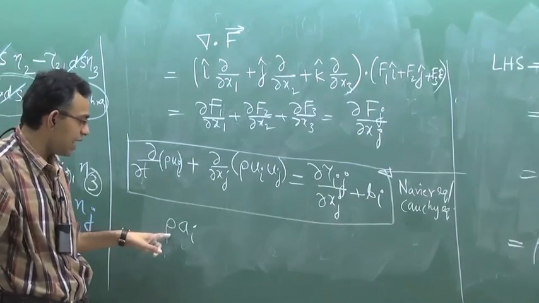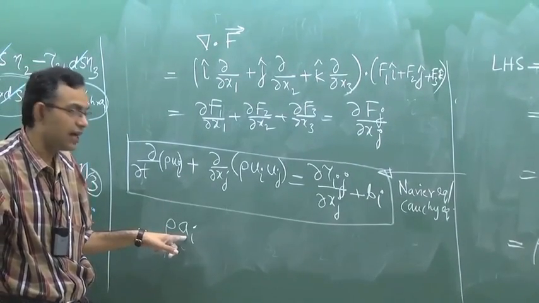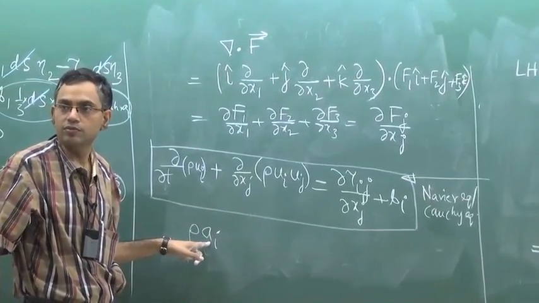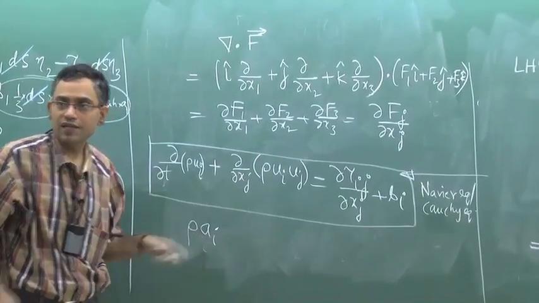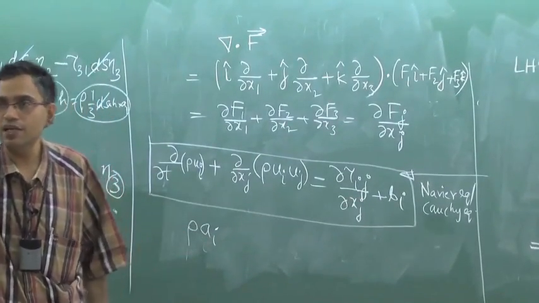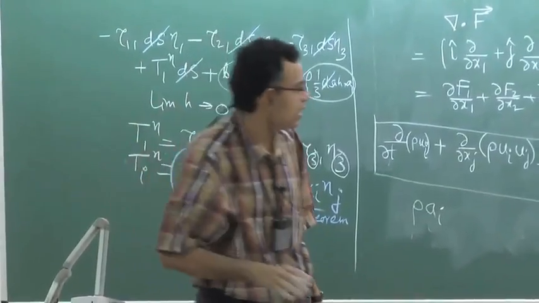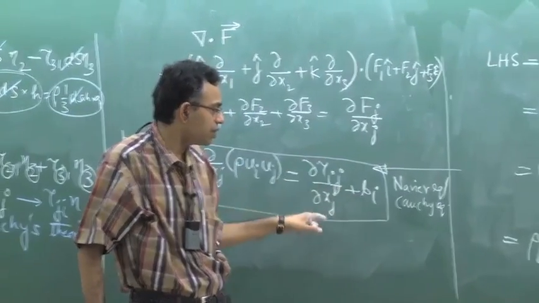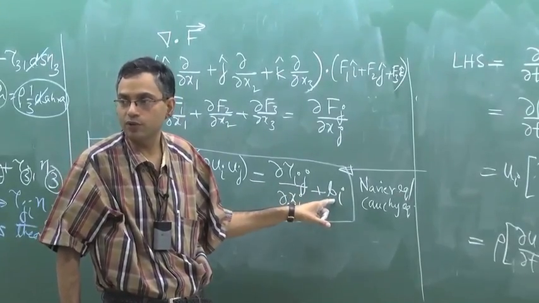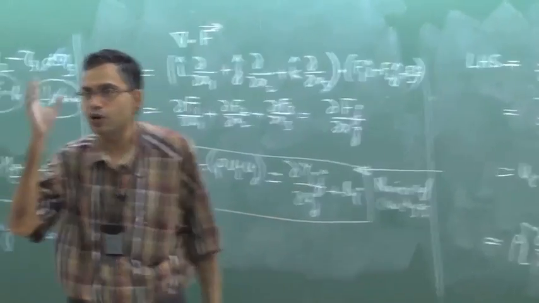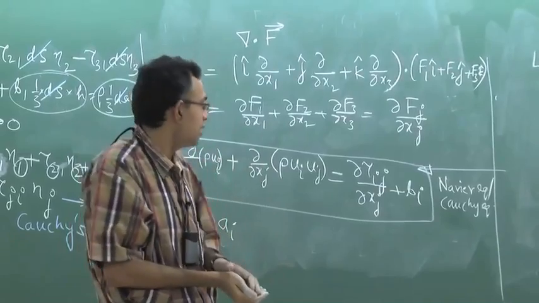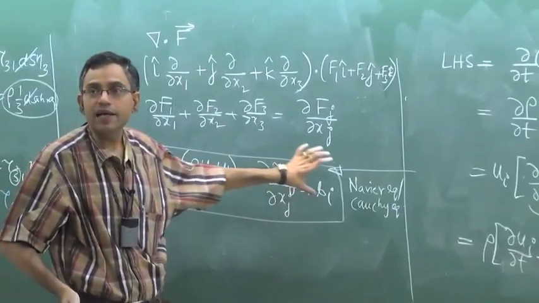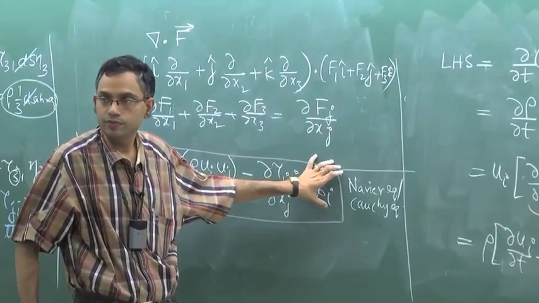So the left hand side is rho into acceleration along i, that means mass into acceleration per unit volume, right? So what is the right hand side? The right hand side is the force per unit volume. This is the surface force per unit volume, this is the body force per unit volume. So this is like Newton's second law for fluid. Mass into acceleration per unit volume on the left, force per unit volume on the right. Okay.